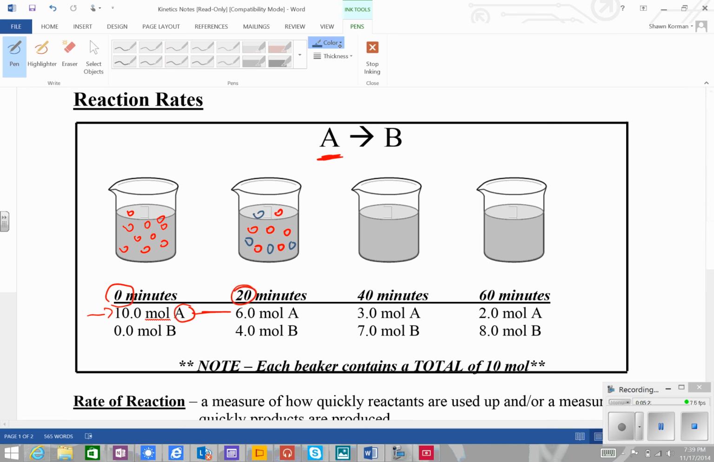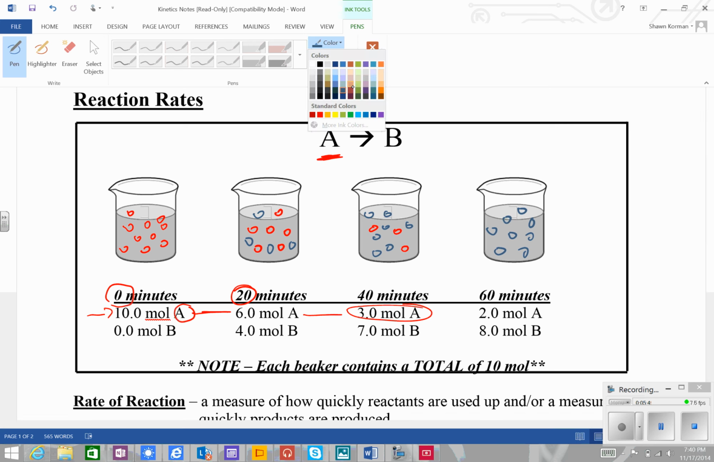Okay, we're going to go back to red. And at 40 minutes, I'm now down to 3 moles of A. So I'll use 3 little red circles. And then I'll go back to blue and I'll use 7. Is that 7? 7. Okay. And then I'm going to put 8 blues on this one. Okay. And then I'm going to go back to red. And 1, 2. Okay. So this is just showing you some data, essentially, as this thing goes from 0, 20 to 40 to 60 minutes.